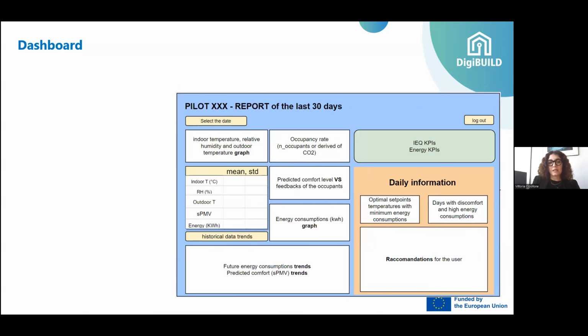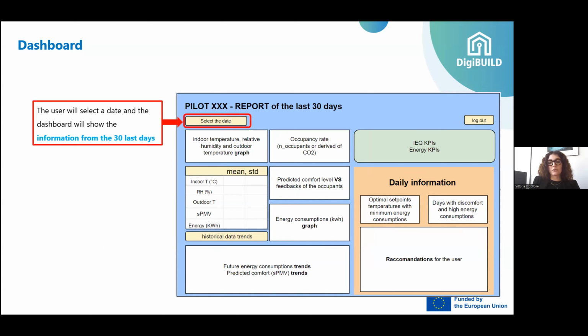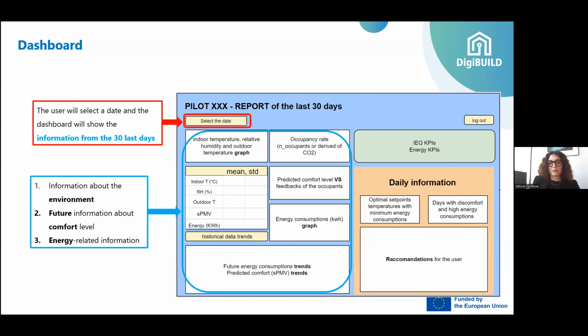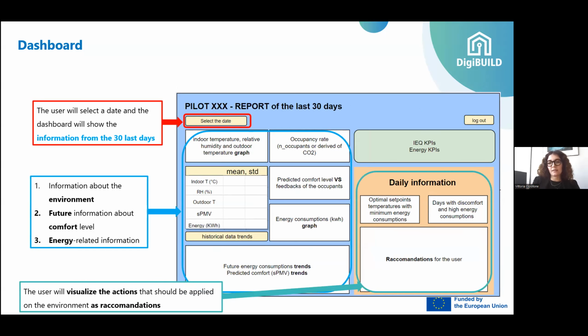The facility manager, so the end user, selects a date, and the report that he or she will visualize will regard the 30 days starting from the selected date, and all this information will come out. So environmental factors, but also future information about comfort level and energy-related information will be shown. Together with that, we have a part of the dashboard dedicated to the recommendation. For sure, one of the pivotal points is, as I said before, the action on the environment. So here in the dashboard, the user will be able to see all the actions that should be applied in order to provide a proper comfort level at a certain energy cost.